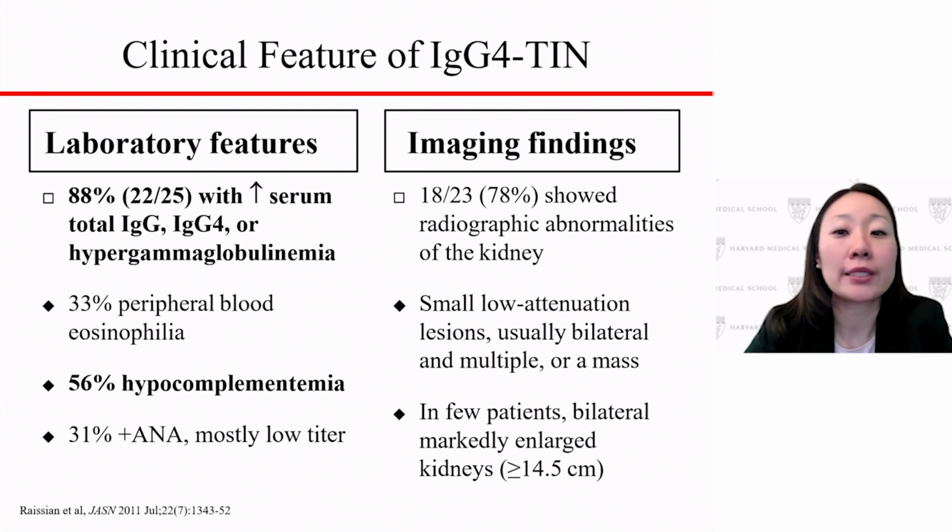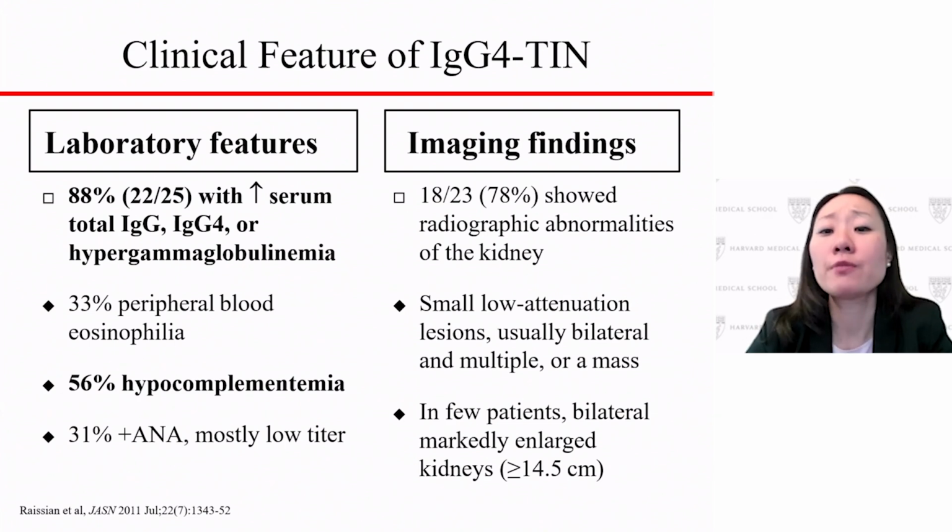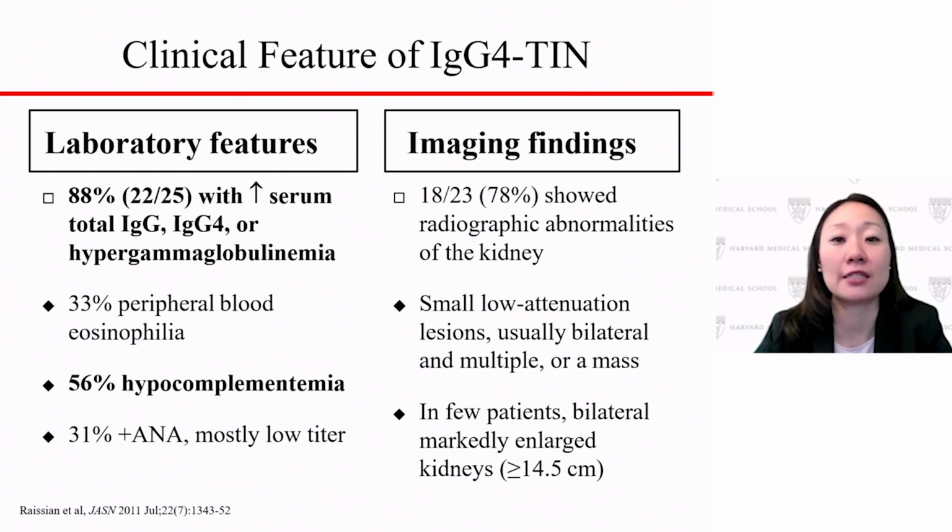So here we can see some of the common laboratory features. The overwhelming majority of patients have an elevation in their serum total IgG levels, IgG4 or hypergammaglobulinemia, and over half have hypocomplementemia. On imaging, the majority of patients show radiographic abnormalities in the kidney, including small, low attenuation lesions that are usually bilateral and multiple, or a mass. And in a few patients, there can be enlarged kidneys.